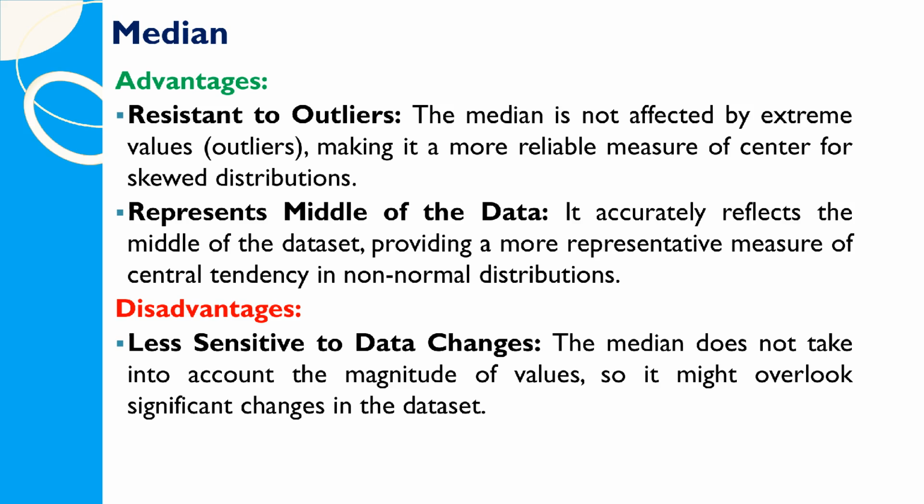The median is a valuable measure of central tendency, particularly for skewed distributions, as it is resistant to outliers and accurately reflects the middle of the dataset. This makes it a more reliable measure of central tendency compared to the mean in such cases. However, the median has its drawbacks. It is less sensitive to changes in the magnitude of values, potentially overlooking significant variations within the dataset.